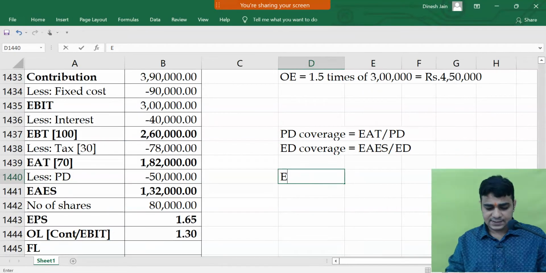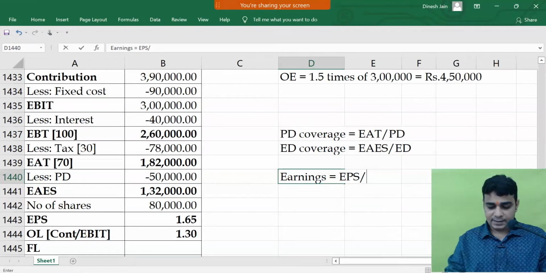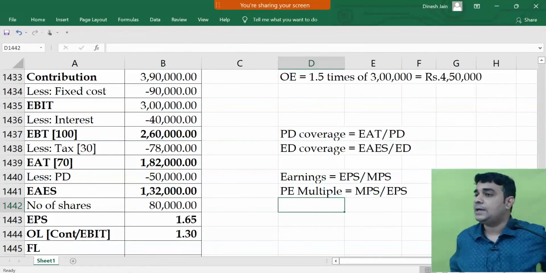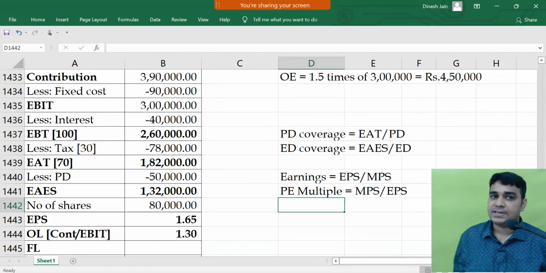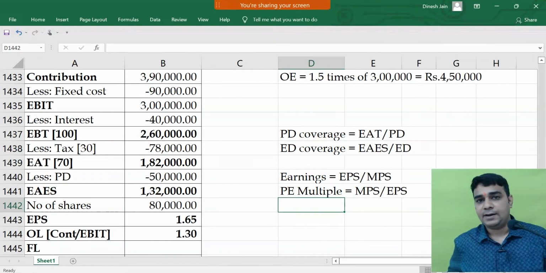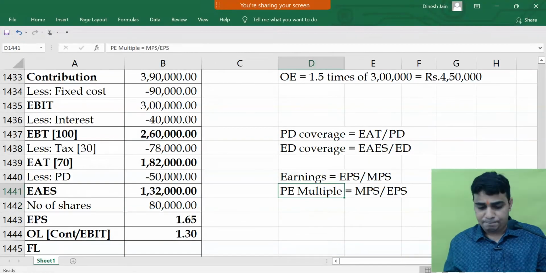Earnings yield is EPS by MPS, and P multiple is MPS by EPS. P multiple is price by earning. The name itself says price earning multiple. So the formula is price divided by earning: price by earning, MPS divided by EPS, price earning multiple, and on this side it is EPS by MPS.